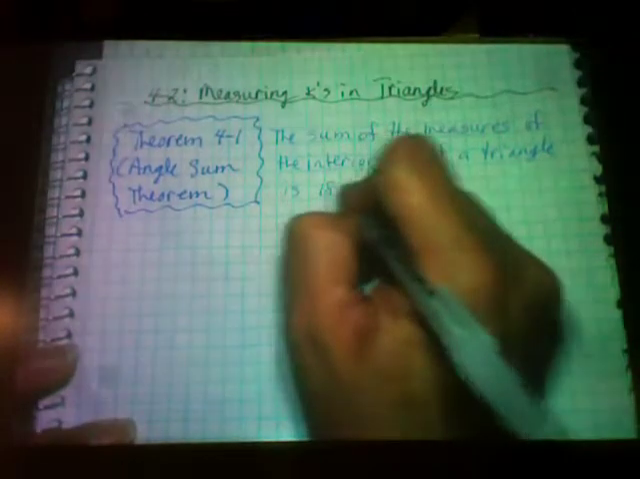So it says the sum of the measures of the interior angles of a triangle is 180 degrees.